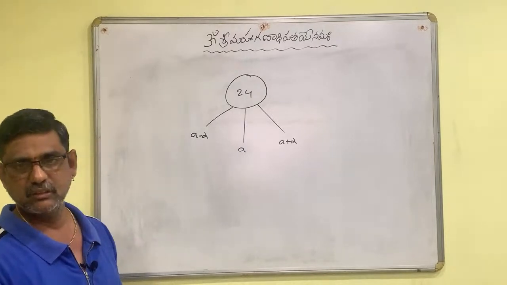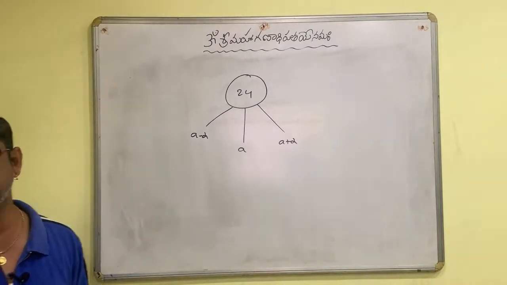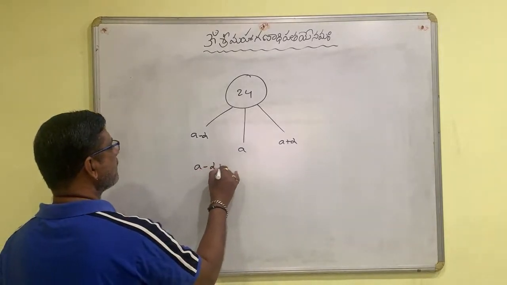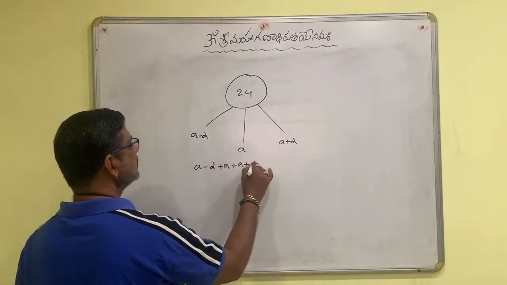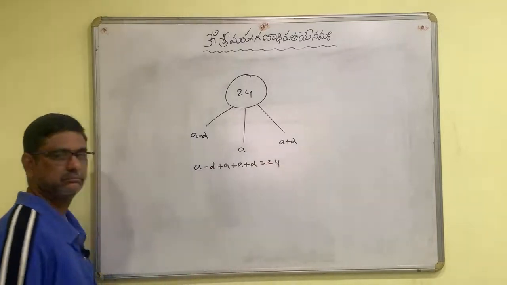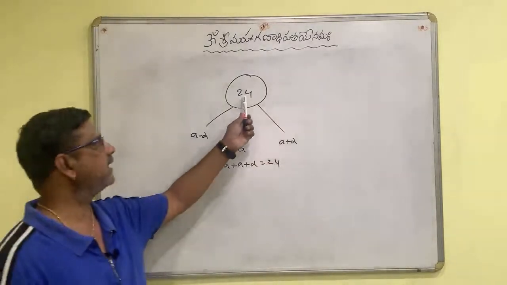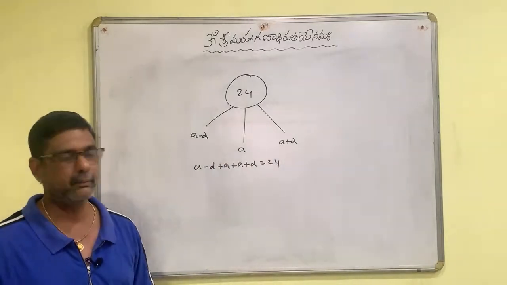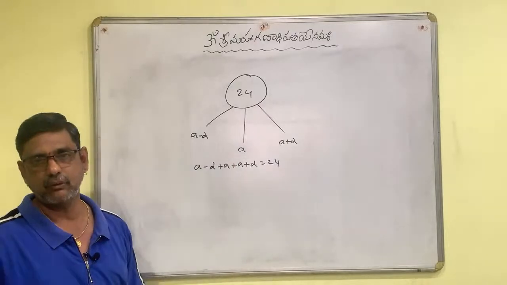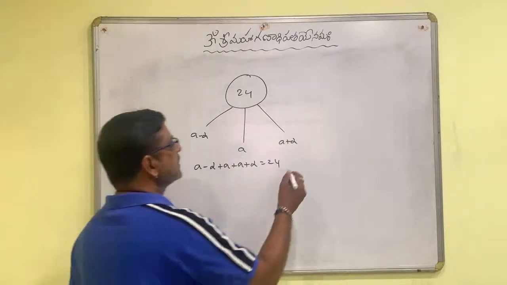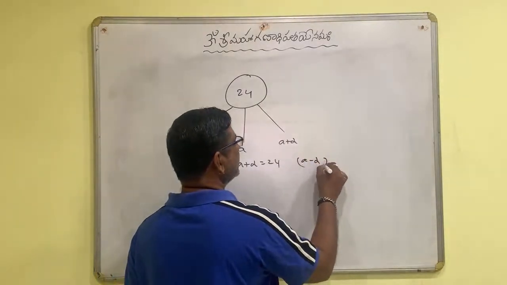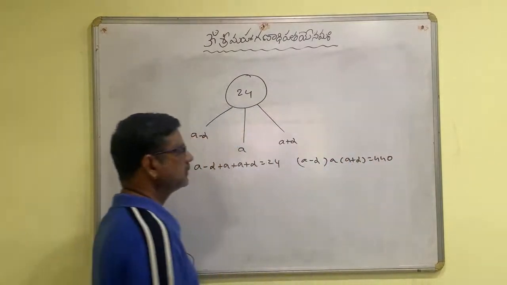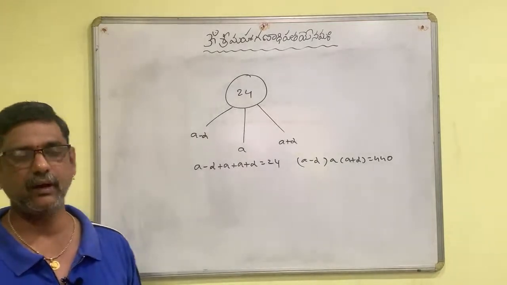That means you should immediately understand that their sum is 24. We are dividing 24 into 3 numbers such that they form an AP. That means their sum is 24. And their product is given as 440.